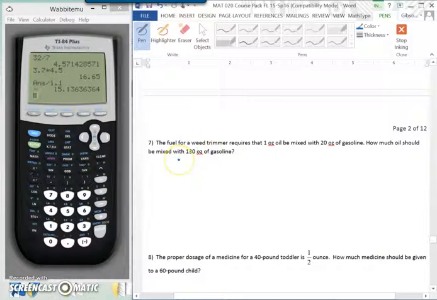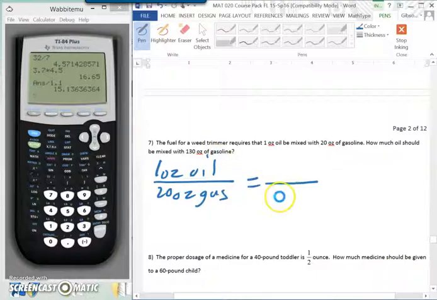Now we go to the next page. It says the fuel for a weed trimmer requires that 1 ounce oil be mixed with 20 ounces of gasoline. How much oil should be mixed with 130 ounces of gasoline? So we know we will have 1 ounce oil over 20 ounces of gas, and that equals, now we have the gasoline, but we don't have the oil.